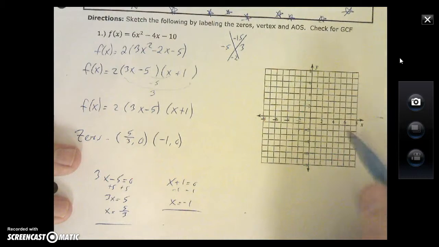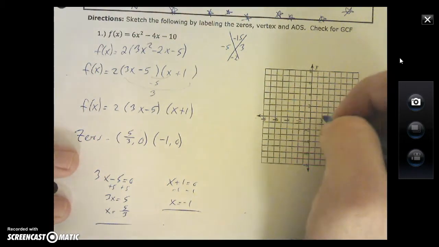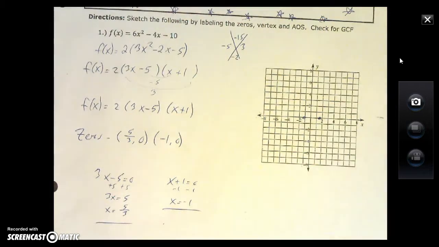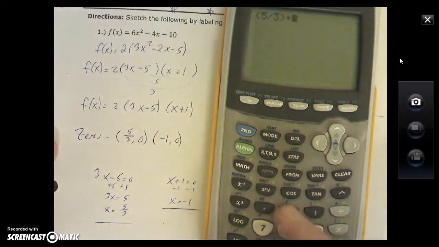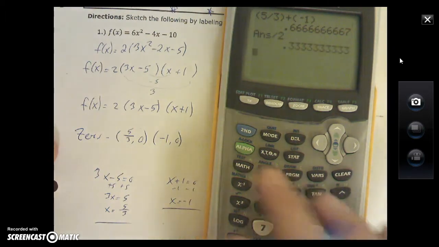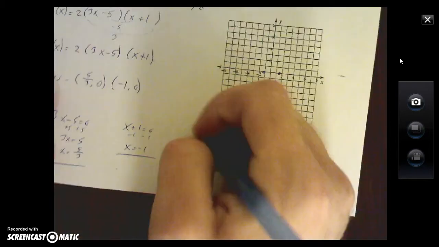So what that looks like is 5/3 is roughly 1.66. Alright, so right about here. And negative 1, comma 0. Very good. Alright, now if you want to find your vertex, just to show you super quick, we can do 5/3 plus negative 1. Divide that by 2. So 1/3 is my vertex.